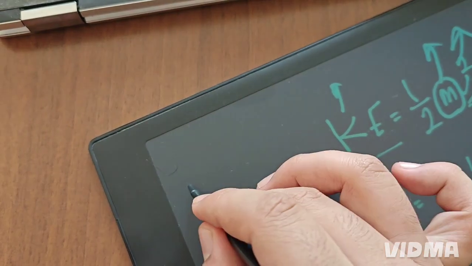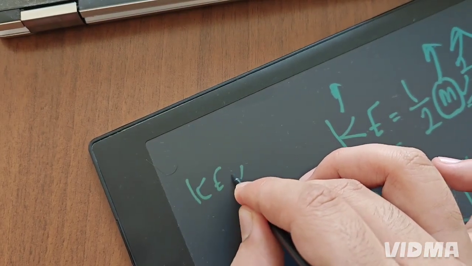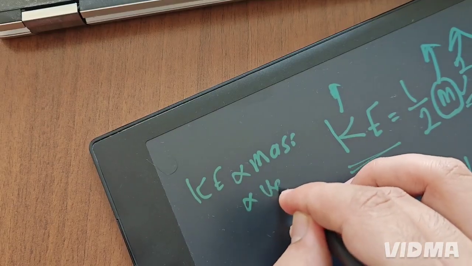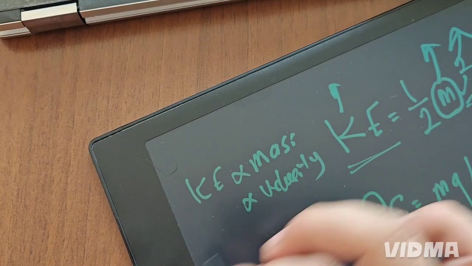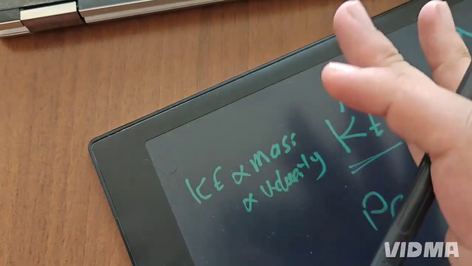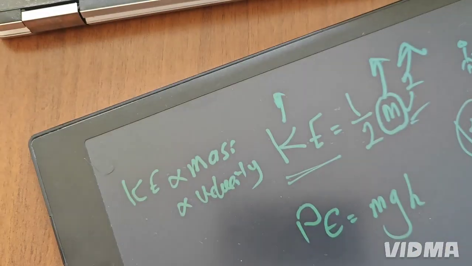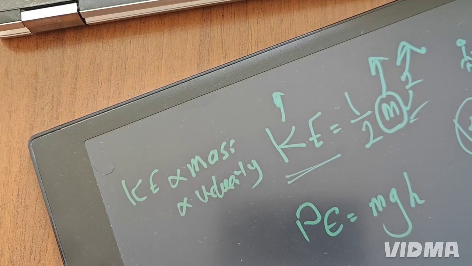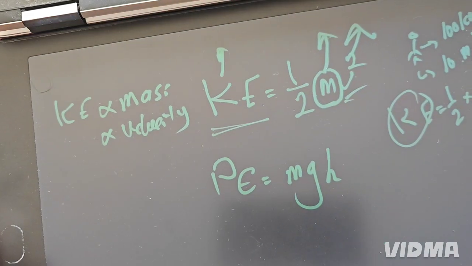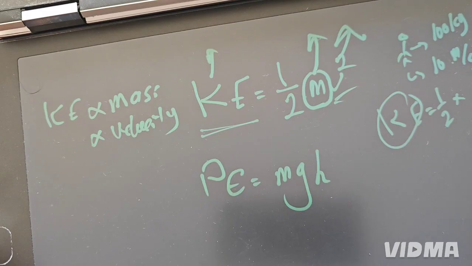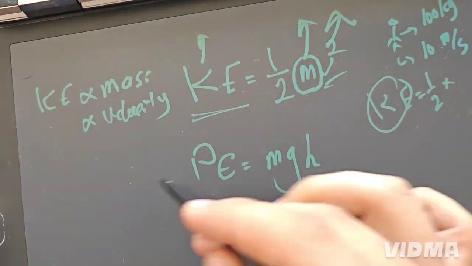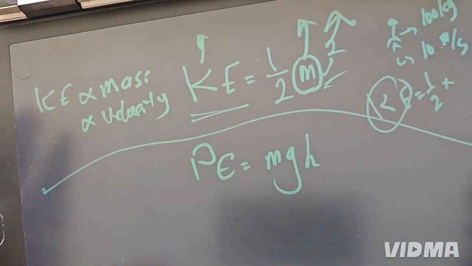So the relationship between kinetic energy and mass and velocity is directly proportional, with both of them increasing. If you have more mass, you have more kinetic energy. If you have more velocity, you have more kinetic energy too. So kinetic energy depends on two quantities, mass and velocity. Now we have another thing, which is called potential energy.